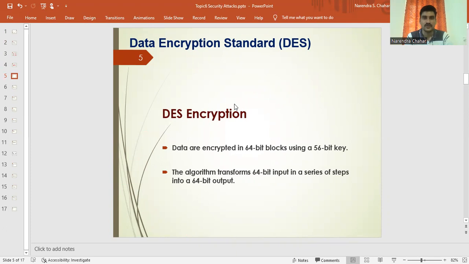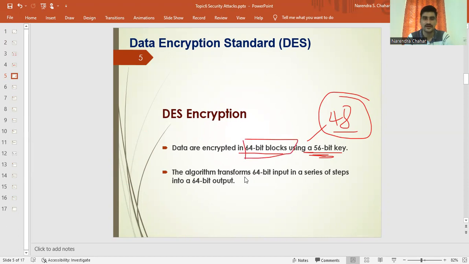Data are encrypted in 64-bit blocks by using a 56-bit key. So the key size is 56 here, but the sub key size will be 48 bits. You will see in the later slides how a sub key is generated and why we generate a sub key here. Why don't we use a key which is 56 bit? There is a 64-bit block, so definitely we are using the 64-bit block here.